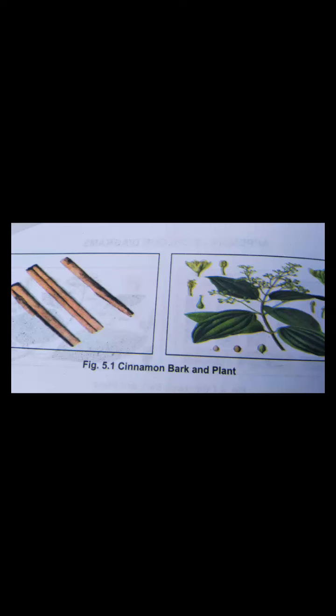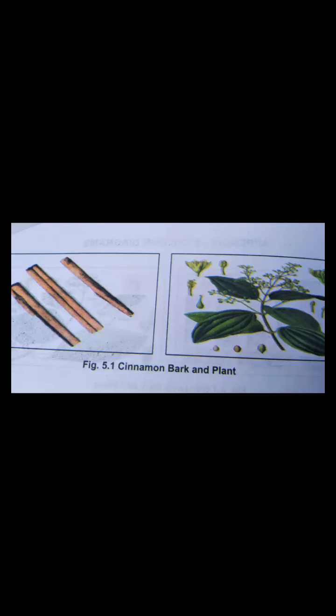Organoleptic characters: the color is dull yellowish brown on the outer surface and darker on the inner surface. The odor is fragrant, the taste warm, sweet and aromatic. Extra features: the bark is free of cork, single or double, and closely packed compound quills, and the fracture is splintery. These are the organoleptic characteristics of cinnamon bark.